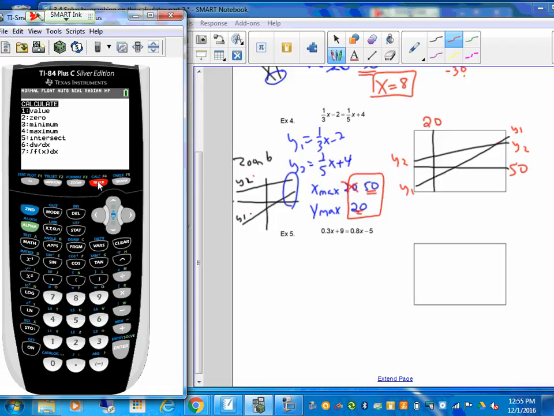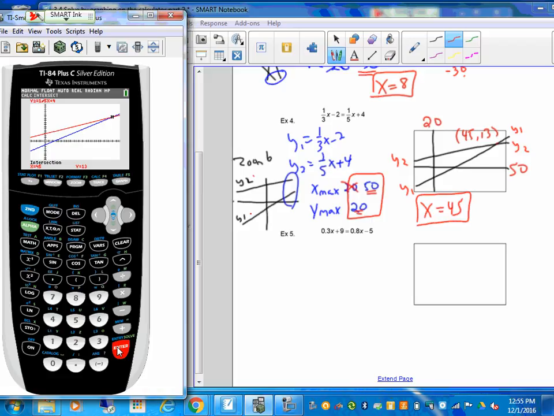Second calc, or second trace, number 5. Enter, enter, and then just get over there a little bit closer. You don't even have to get real close. Just get kind of close, and then hit enter. And my point of intersection is 45, 13. Last thing, find someplace and write x equals 45 and box it so it's clear that that's your final answer.